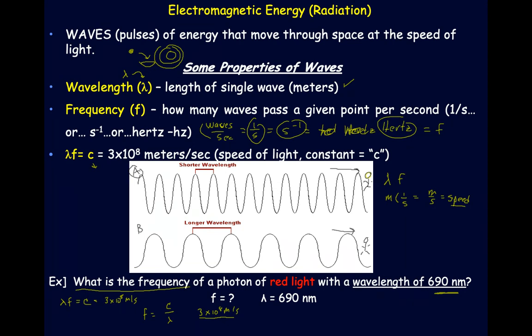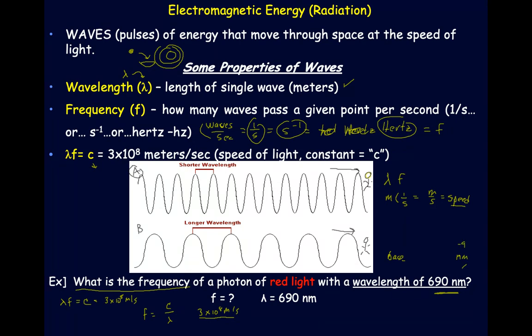Now, the problem with the wavelength here is that it needs to be in meters, and you're in nanometers, okay? So again, think about your scale. If we know the base unit is here, nano is way over here, to the minus 9th.